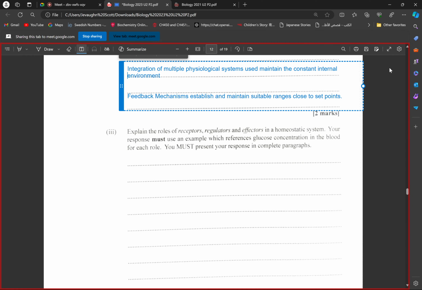But okay, receptors, regulators, and effectors in the homeostatic system. Explain those roles. In your response, you must use an example which references the glucose concentration in the blood for each role. So basically, how does the pancreas help in regulating the glucose concentration? What we're talking about is receptors.